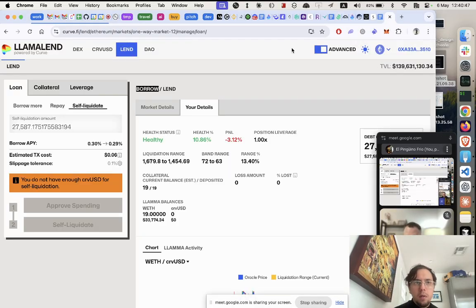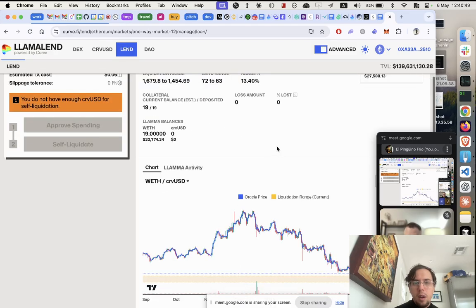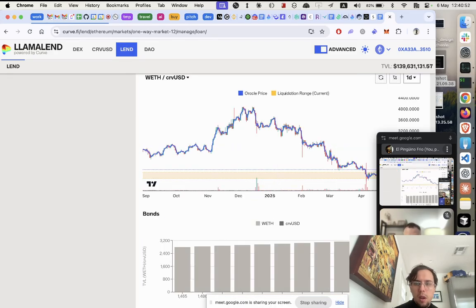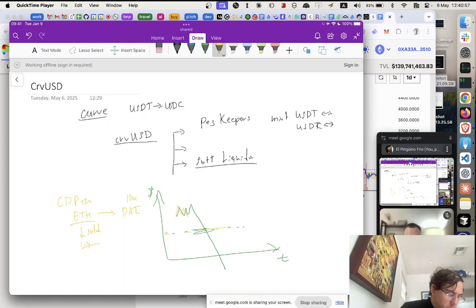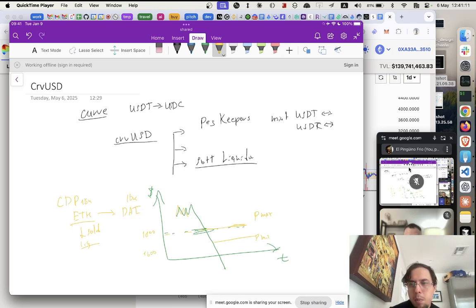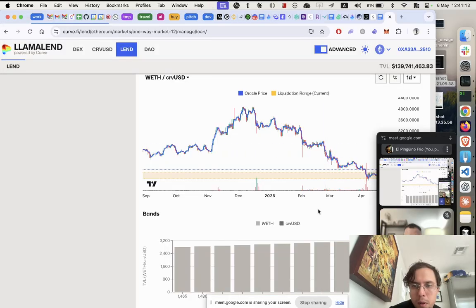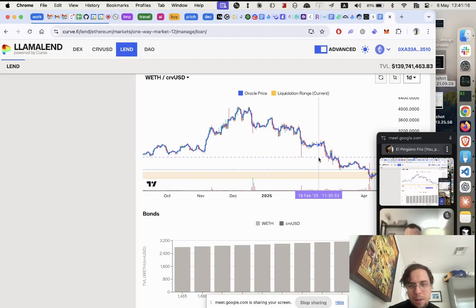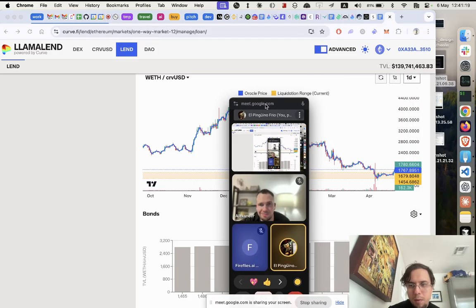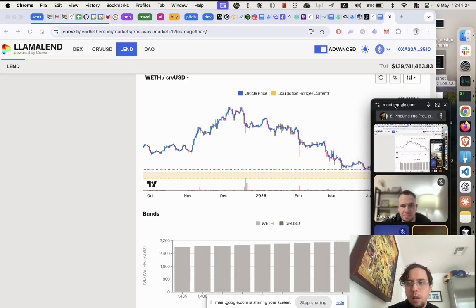Curve solves that, with LLAMALend, in a very elegant way. Instead of just one liquidation threshold, they define a certain range of soft liquidation, which they call P max and P min. So let's say it would be 1800s here, and 1600s here. In my particular position, I believe it's somewhere here. Yeah, it's 1679 and a little bit lower, about $100 lower.